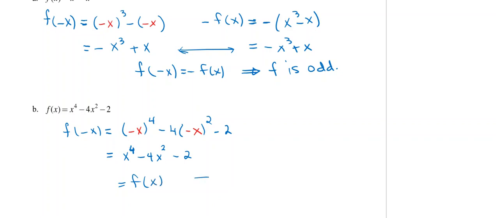If f of negative x equals f of x, just by definition, that means the function is even. And if you look at this polynomial, all the powers in that polynomial are even. That's why that's an even function. Now, it's not only polynomials that we characterize as odd or even. It could be any function if it just satisfies the definition. You will study trig functions like sine of x and cosine of x, and you'll learn that, for example, sine of x is an odd function and cosine of x is an even function.